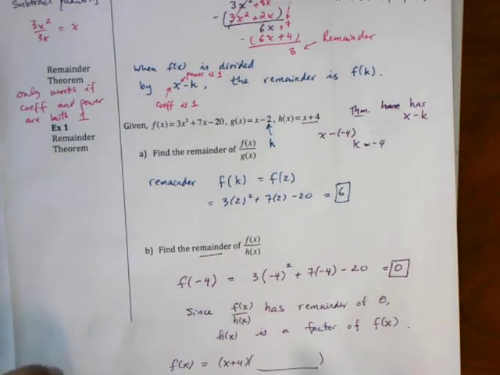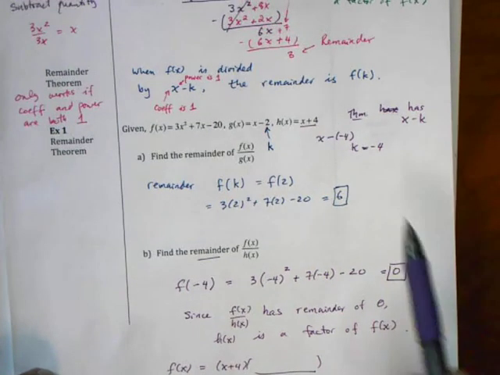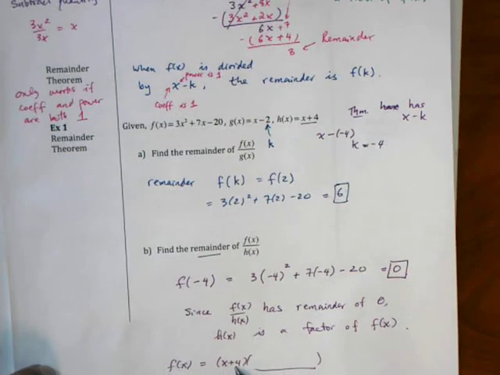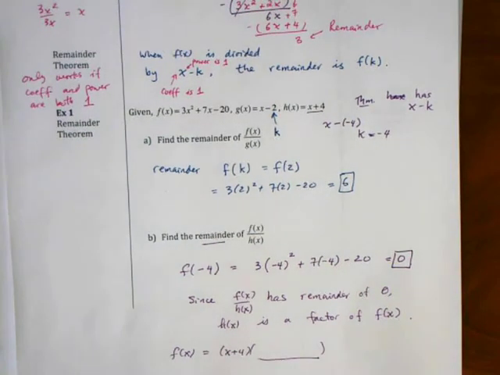So in the next video, we're going to explore how to get this expression here. Now we know a quick way to determine the remainder using the remainder theorem, and that tells us that this is a factor. Now we don't know the other factor, so we'll pick that up in the next video.